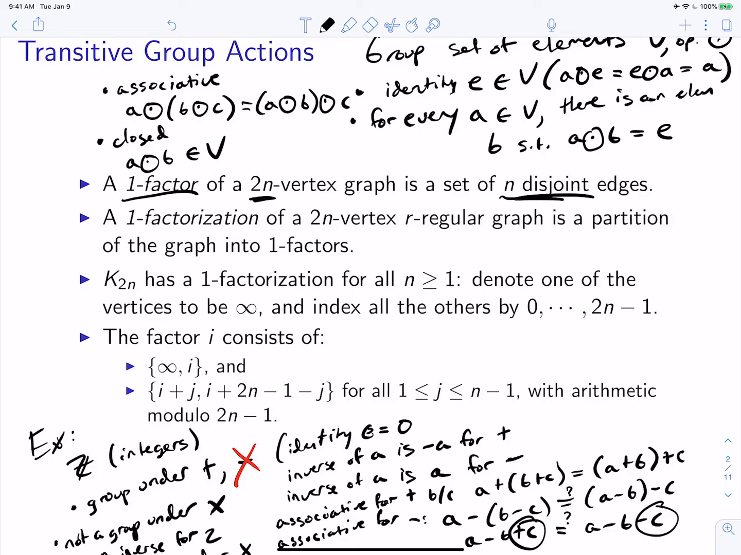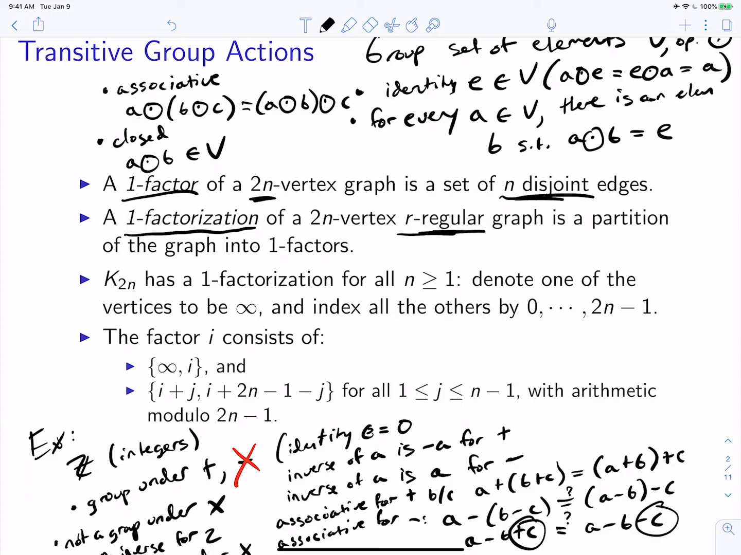So what we're going to use here is something called a one factorization of a graph, and it has to be not necessarily r-regular, but the minimum degree has to be at least a certain number. So you just partition the graph into one factors. The idea is you find a one factor, you take it away from the graph, you find another one factor, you take it from the graph, etc., until you have removed every single edge. So basically you just have a bunch of one factors that together make the original graph.